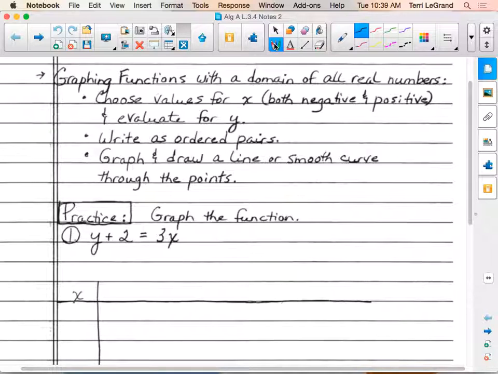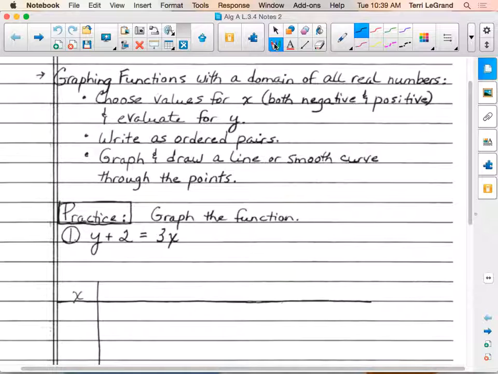So that means we are going to be doing continuous graphs today instead of discrete graphs, because we're going to have to pick our own x values. We're going to have to pick some numbers from that number line, plug them in, plot them, and then draw a continuous graph with it, okay? So we're going to choose values for x, both negative and positive. We're not going to just stick with positive because we like those better.